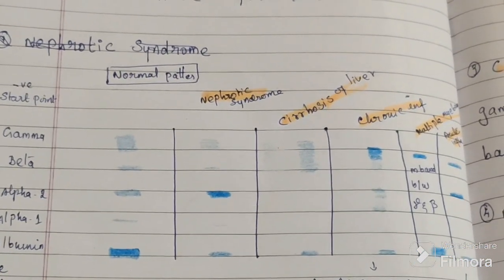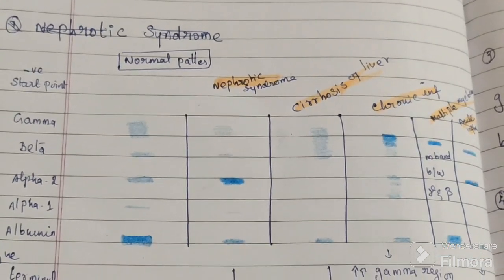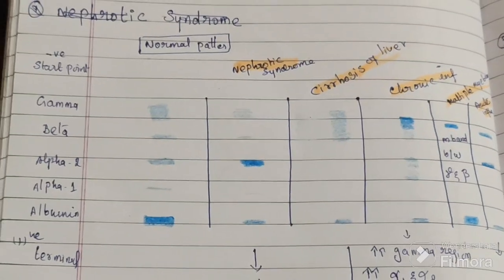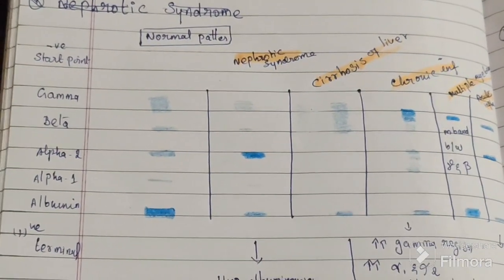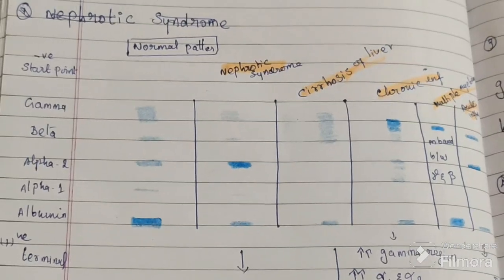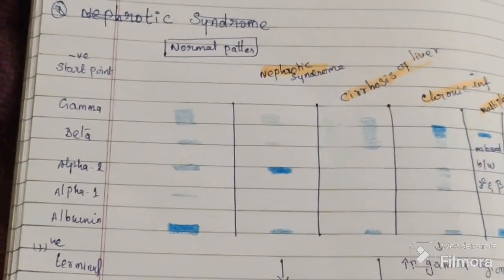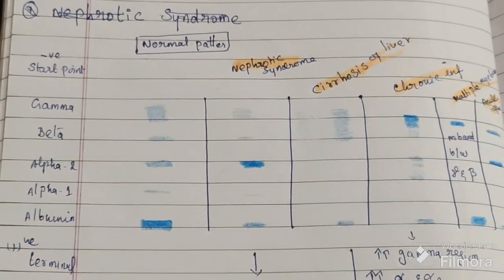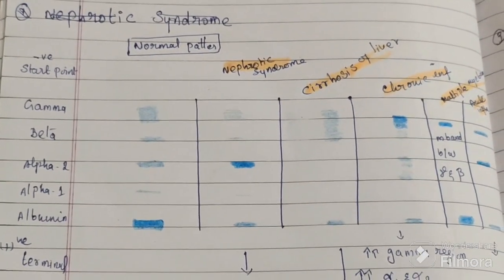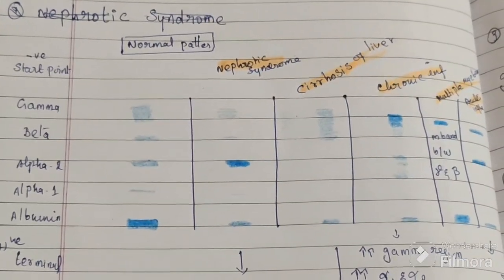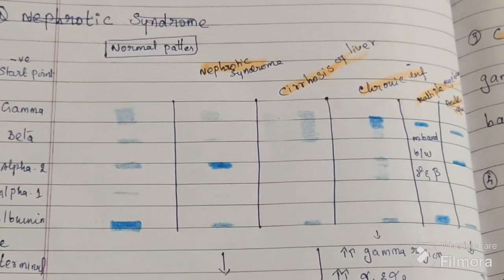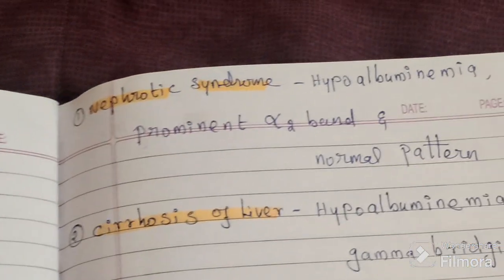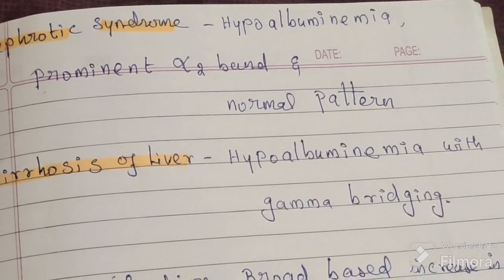First one is nephrotic syndrome. When the nephron is damaged, the first protein to be excreted is albumin. Albumin will be lost in the urine, which will lead to hypoalbuminemia. Comparatively bigger size molecules will remain inside the blood, which makes a predominant alpha 2 band. So this one will show a predominant alpha 2 band.